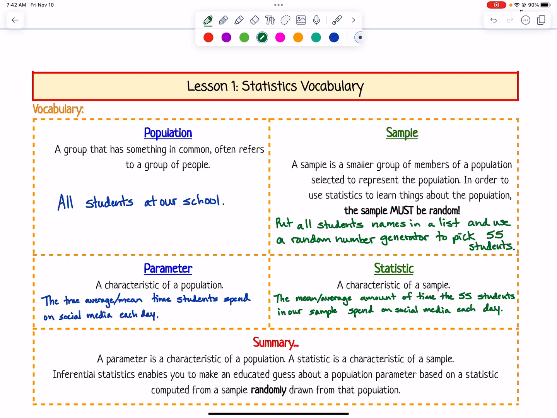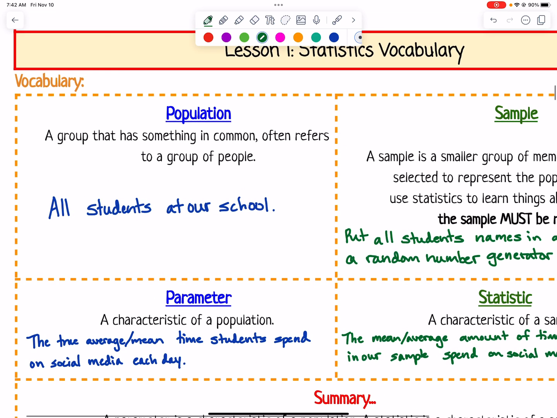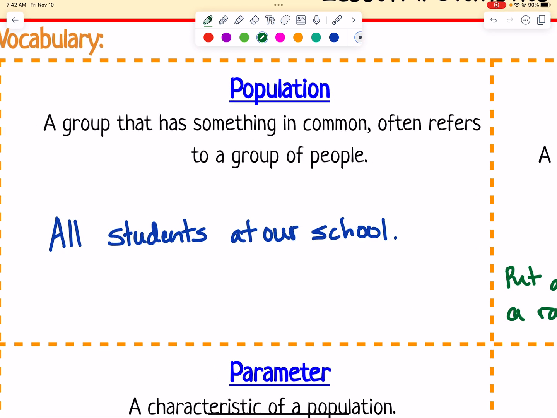In this video, we're going to talk through some statistics vocabulary. So in statistics, we have a population that we're trying to find out something about. Since the population is a large group that has something in common, often referring to a group of people, a good example is all the students at our school.